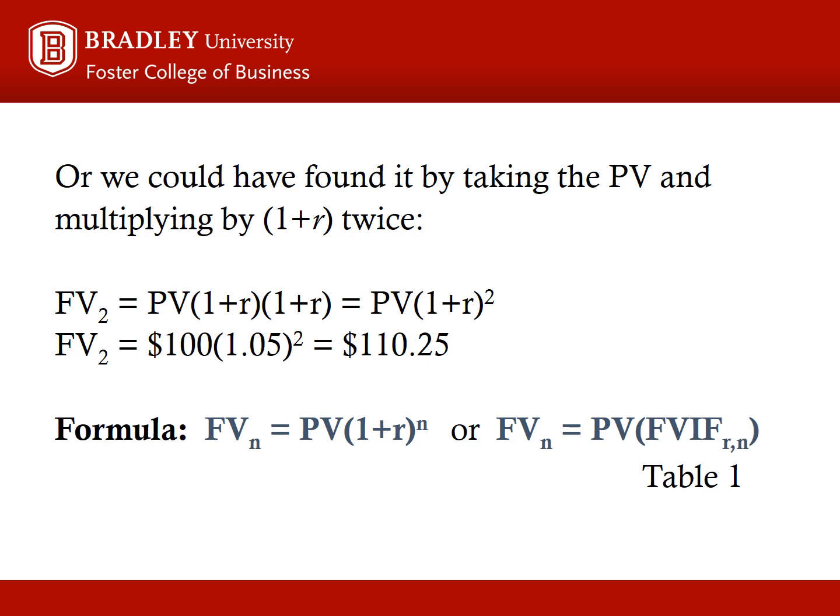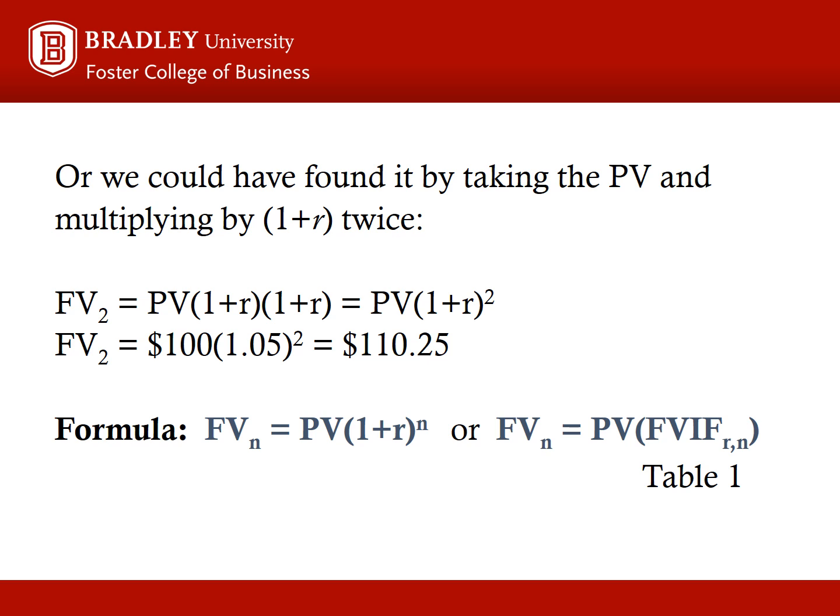We could have found the future value by taking the present value, or the principal amount, which is the amount we're investing, and multiplying it by 1 plus R, where R represents your interest rate, twice if we wanted to find the future value in year 2. So again, the future value in year 2 is equal to the principal, or the present value, times 1 plus the interest rate times 1 plus the interest rate, or the present value times 1 plus the interest rate squared.